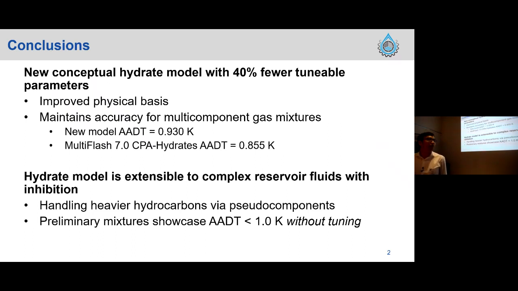And secondly, I'll be talking about some of our initial efforts to extend this hydrate model to model complex reservoir fluids that have heavy hydrocarbons, where in our initial attempts we have some good results with an average deviation of less than 1 Kelvin without any significant tuning to the heavy hydrocarbon modeling.